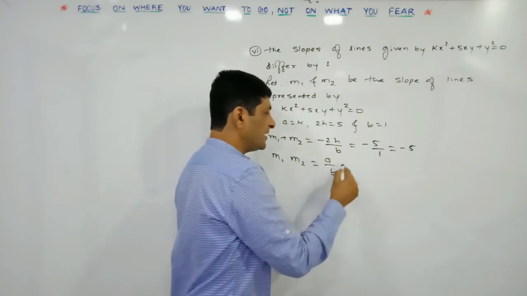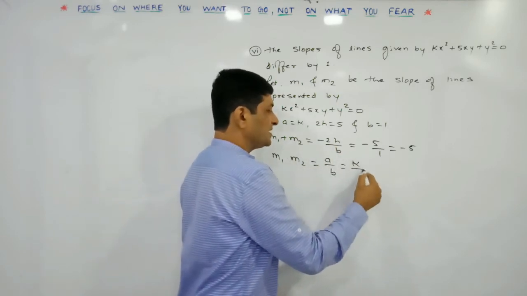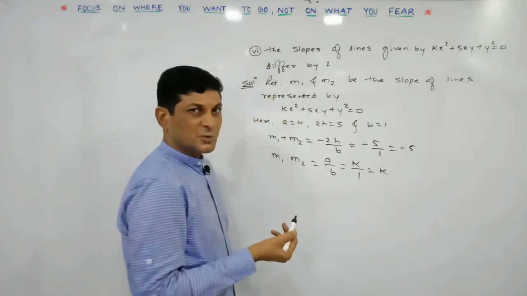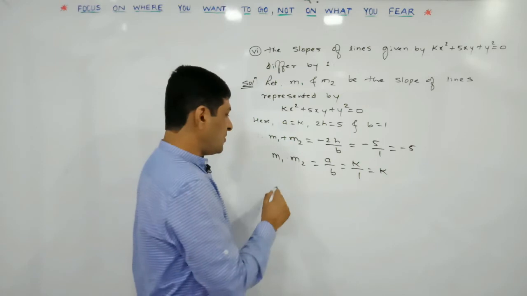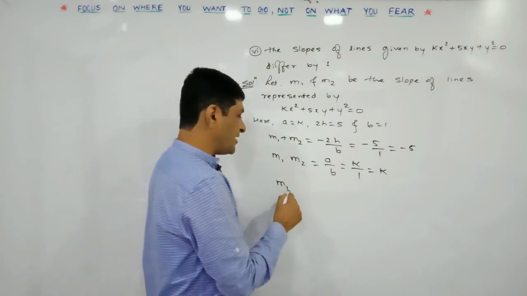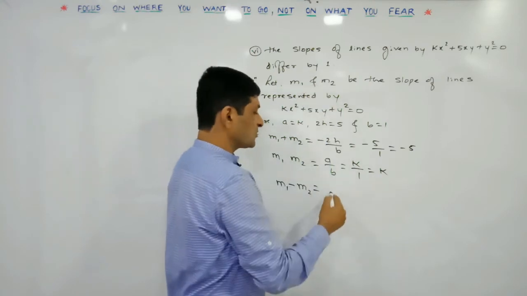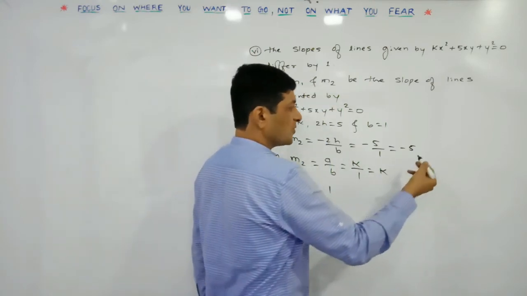A upon b. A is equal to k, b is equal to 1, so which will be equal to k. m1 into m2 is also known to us. Then use the given value, which is the difference between the slopes, that is 1. So in this way we have got three equations.